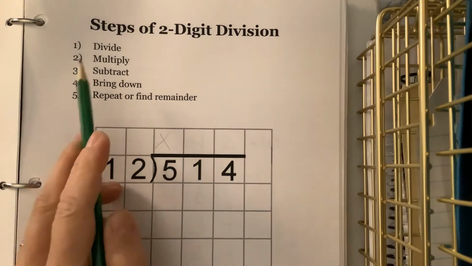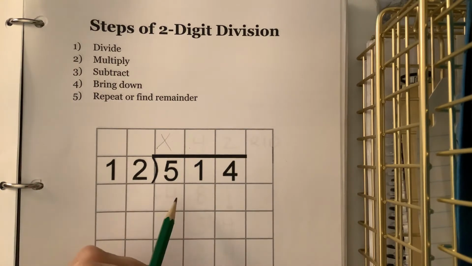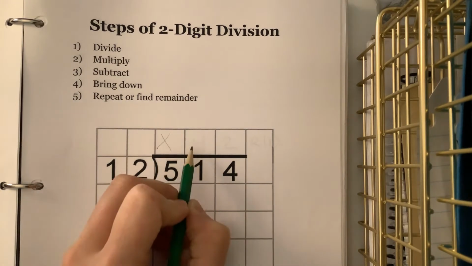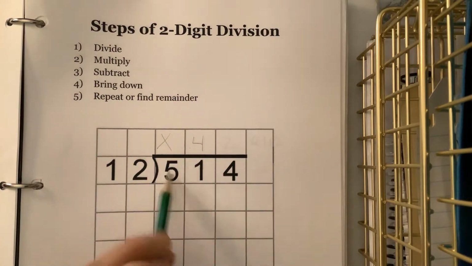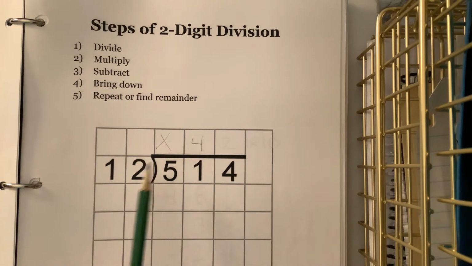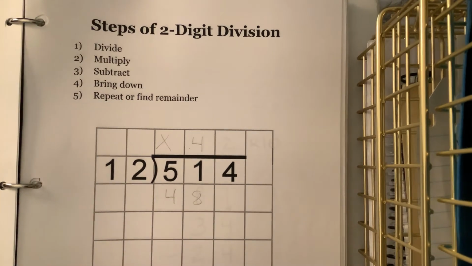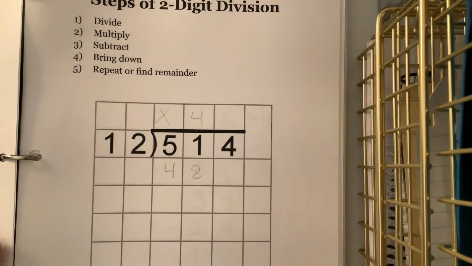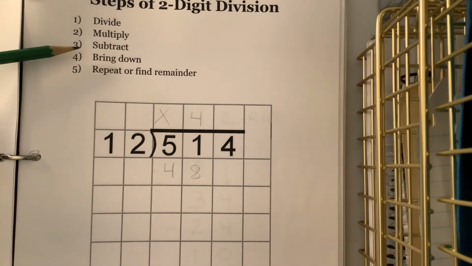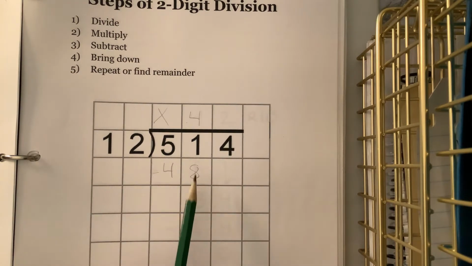So now we look and we divide. How many times does 12 go into 51? The answer is 4. So step 1 is to divide. Step 2 is to multiply. 4 times 12 is 48. You can be working along with me, fifth graders. Step 3 says to subtract. 51 minus 48 is 3.